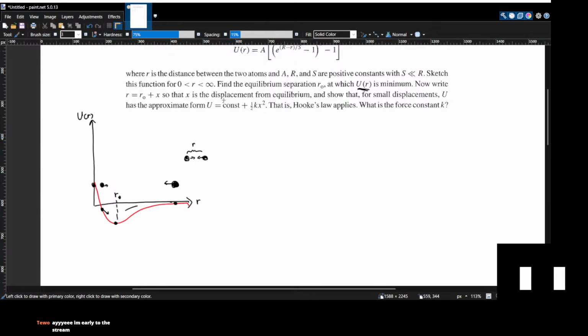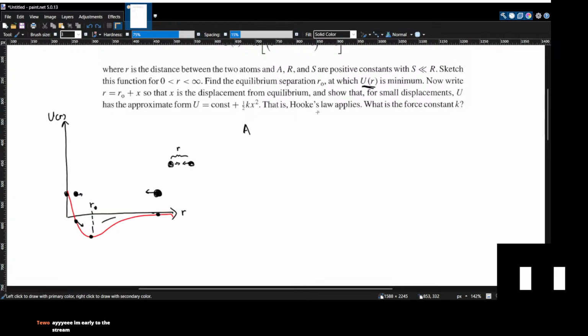So, find the equilibrium separation. At equilibrium, right? Let me zoom in.